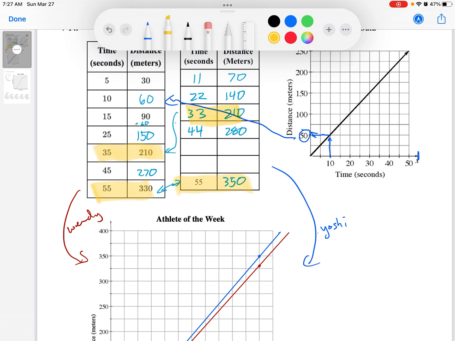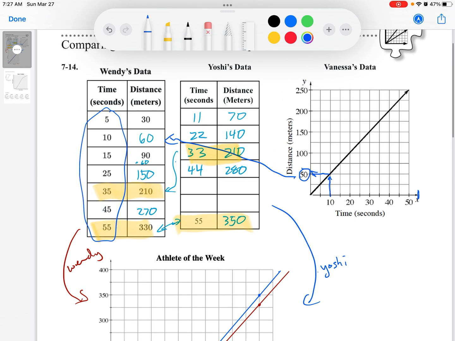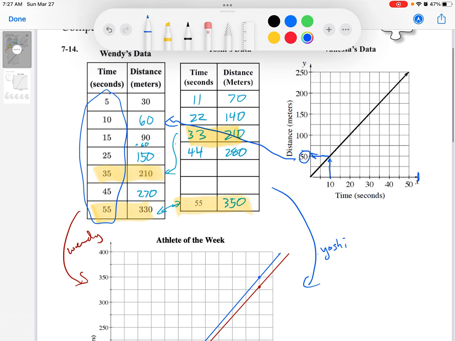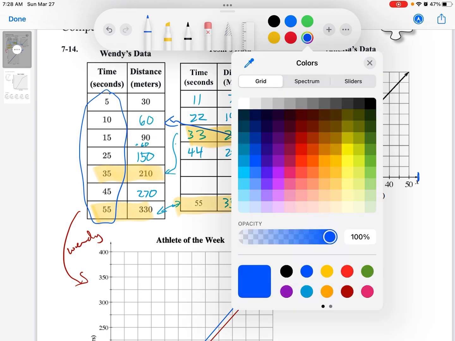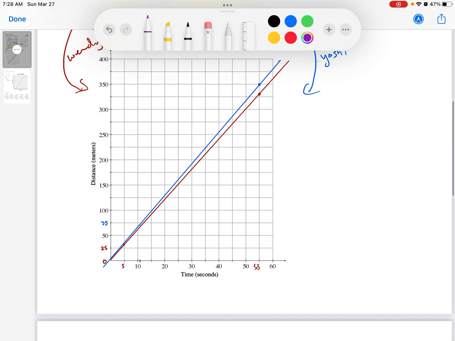Now on here, the only thing that made it easy was that these numbers showed up nicer on the graph for Vanessa, not Yoshi's data. Yoshi's data wasn't quite as nice as Wendy's, and because of that, it made it a little more difficult to compare. But if we compared Vanessa to Wendy, it made it a little easier to do. In fact, if we were to graph, let's do a purple for Vanessa, 10 seconds, 50, hers would be right here.